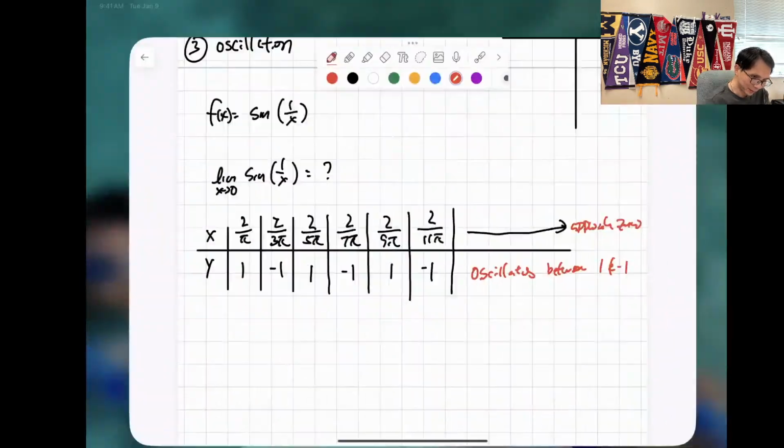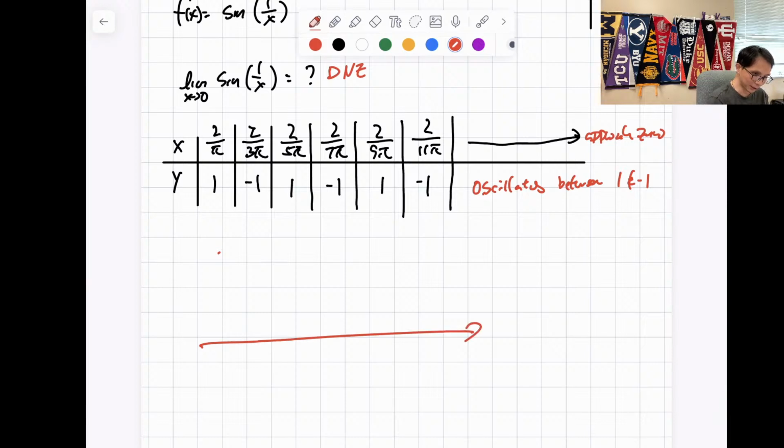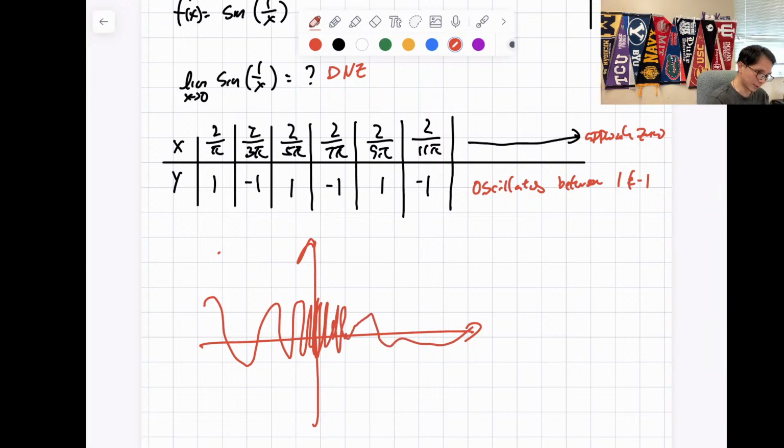Okay. And so that's that. Oscillation. The limit as x approaches 0 in this case does not exist because there's oscillation. Because the graph's gonna look like something like this, right? And like this. But it's so intense right here that you don't know how fast it's going. So you don't know whether it's -1 or +1 because it's not able to be defined. Got it? Next question.